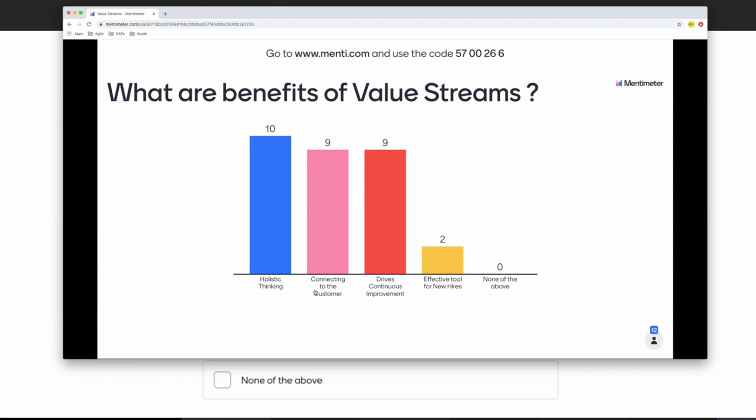So value streams are a perfect tool to continue to revisit this as technology changes the landscape, as we get more and more acquainted with newer tools and services. Value streams are a very effective way of aligning yourselves to the latest and greatest in terms of technology, in terms of services that you provide.